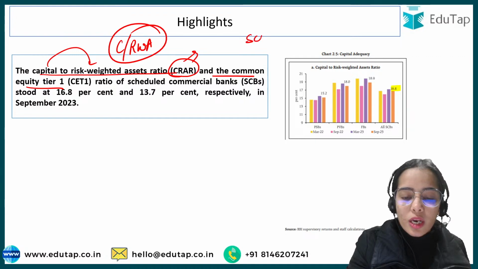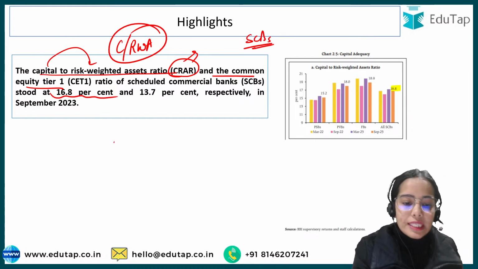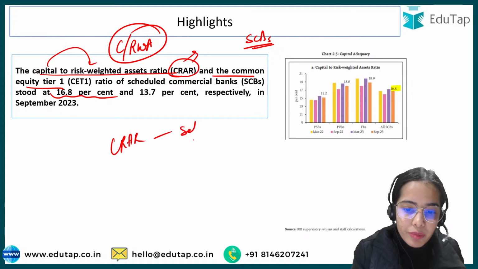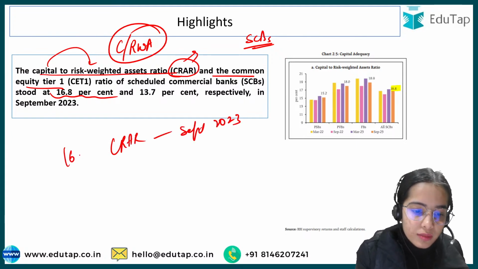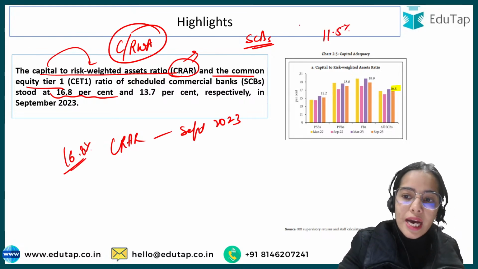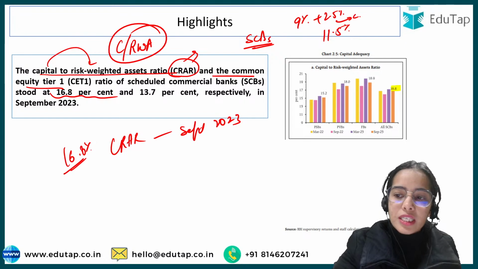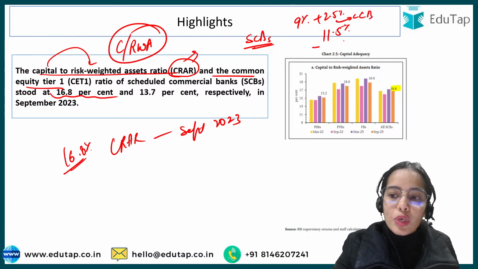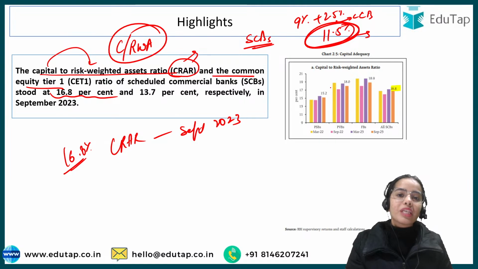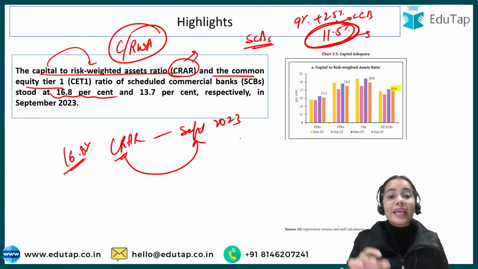So the scheduled commercial banks were maintaining 16.8% of the CRAR in September 2023. That is way above the 11.5%. So the minimum CRAR is 9%, that is mandated by RBI, plus 2.5% is the capital conservation buffer. So 11.5% is the minimum the banks should be keeping with themselves. So the banks were actually keeping 16.8% CRAR in September 2023. That is a very, very good percentage.